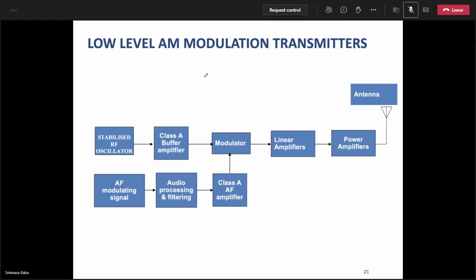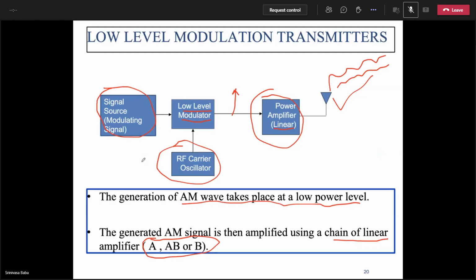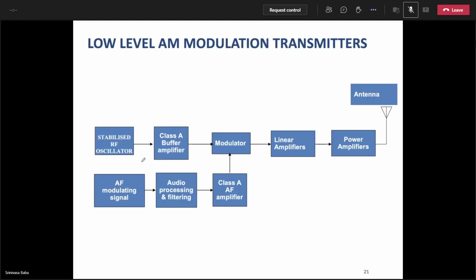So this is an AM modulator, low level power amplifier. The earlier one is the general block diagram. This is the actual block diagram. When you construct a transmitter, these are the various parts. So this section is your RF section, and this section is your AF section. This is your audio frequency section. This is your RF section, radio frequency section.